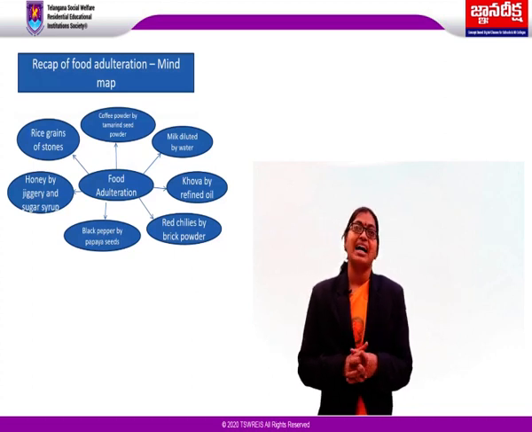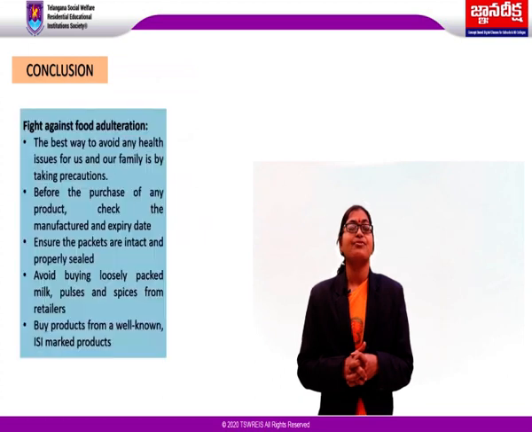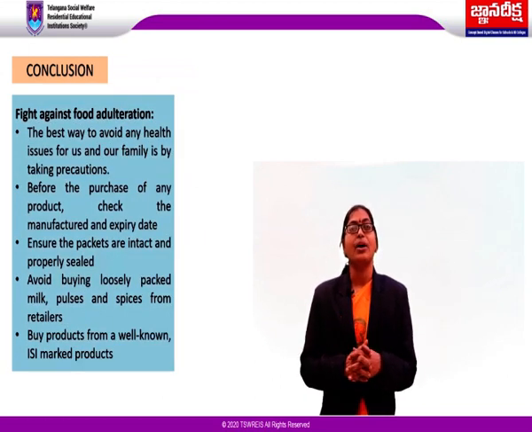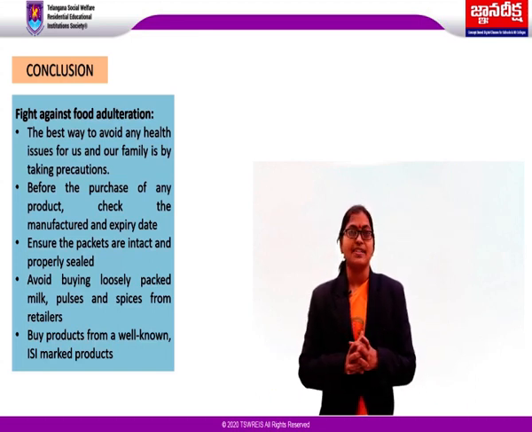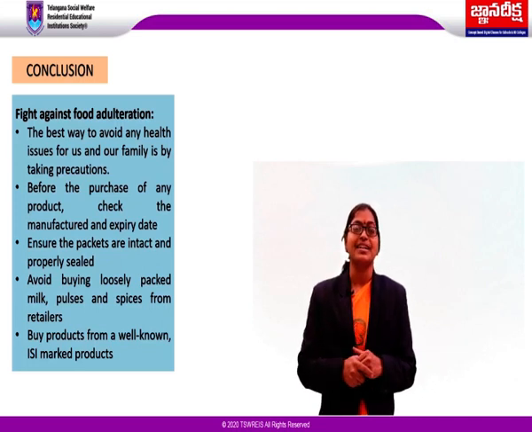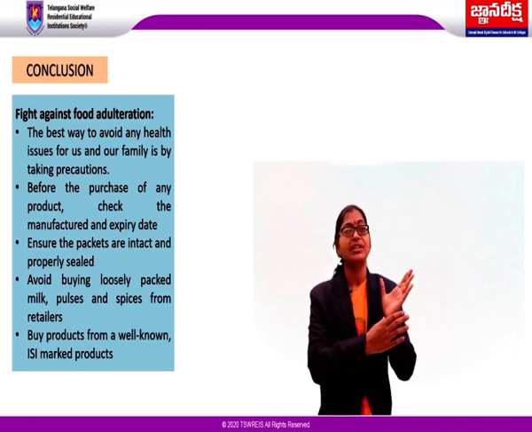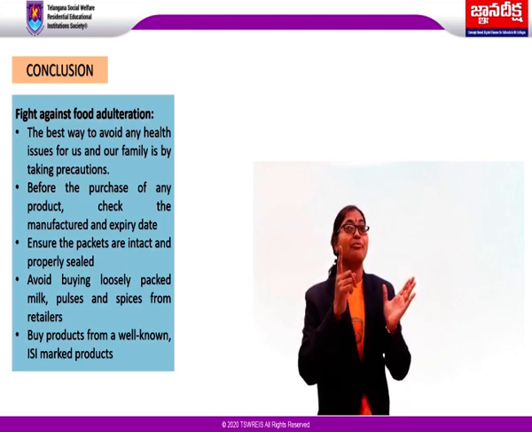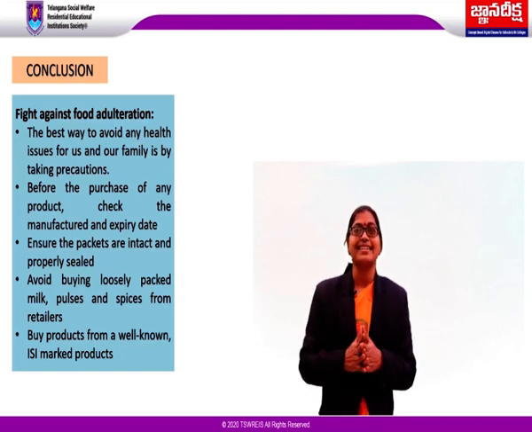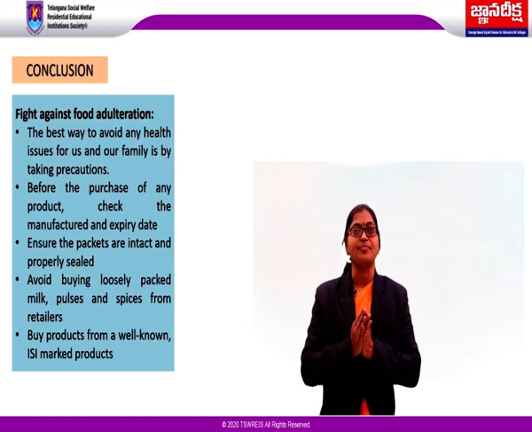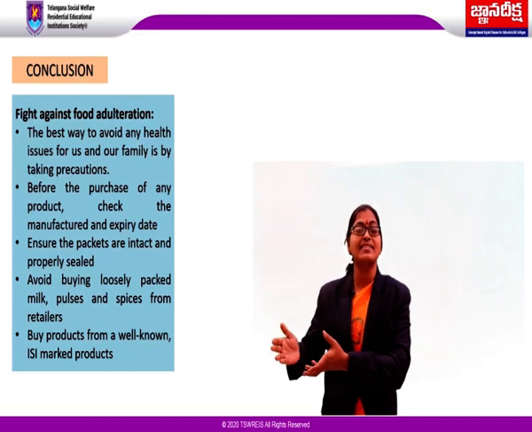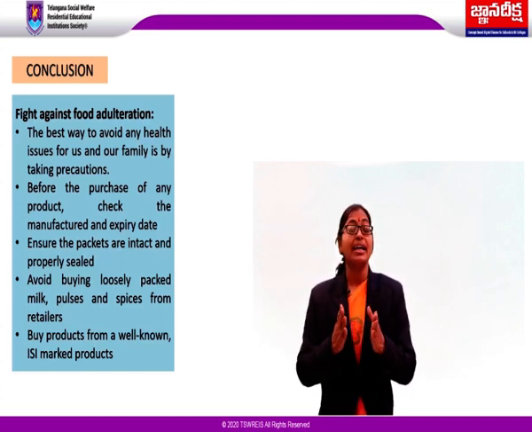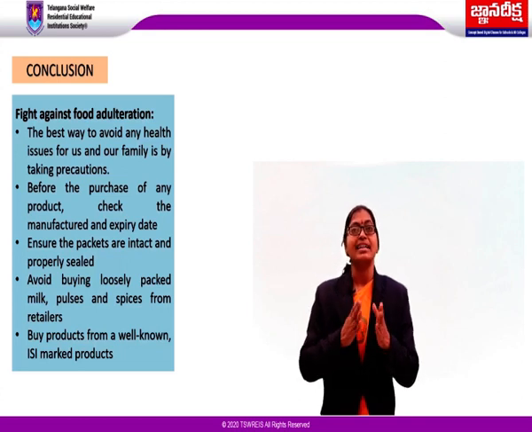Now we are going to the conclusion: fight against food adulteration. The best way to avoid health issues for us and our family is by taking precautions. Prevention is better than cure, right? Before purchasing any product, check the manufacture and expiry dates along with the price. Ensure the packets are intact and properly sealed. Avoid buying loosely packed food materials like milk, pulses, spices and retail items. Buy well-known ISI marked products.